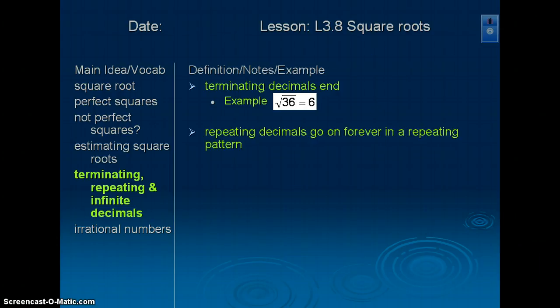Repeating decimals go on forever in a repeating pattern. One that we refer to quite frequently is 1/3, which is equal to 0.3 repeating. Here, in 0.3 repeating, the 3 is our repetend, that's the part that repeats forever.